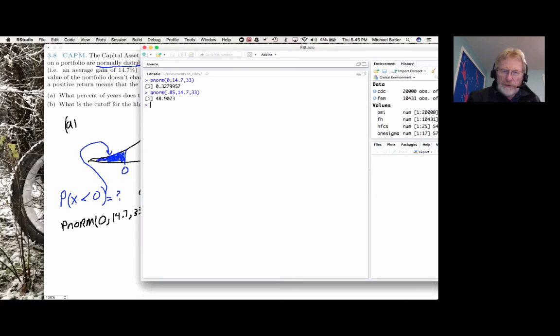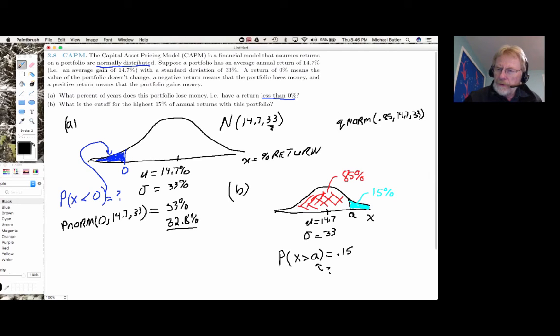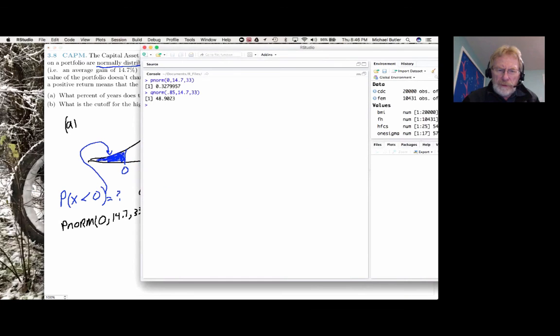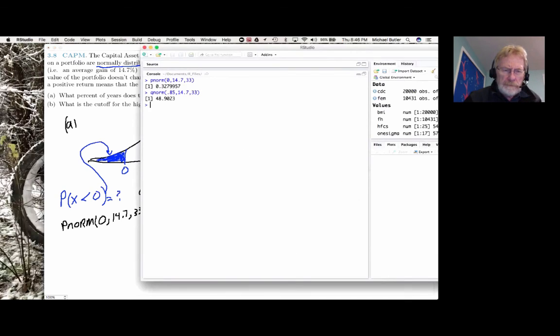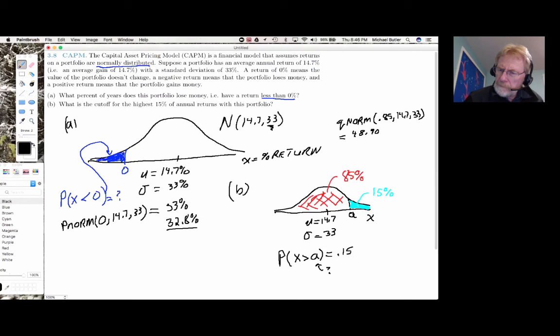And it tells us that to be in the top 15% of returnees, you're going to be getting back roughly 49% or 48.9%. So that's a pretty healthy return on your investment, okay? So hopefully this is making some sense. At least that's my goal here. So we got 4, what was that again? One more time, make sure I get the right number there. 48.902%. Okay, cool.